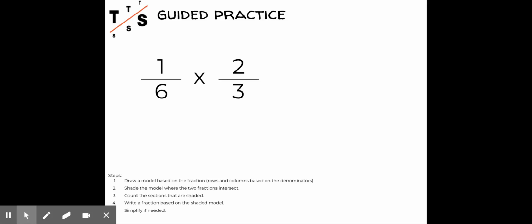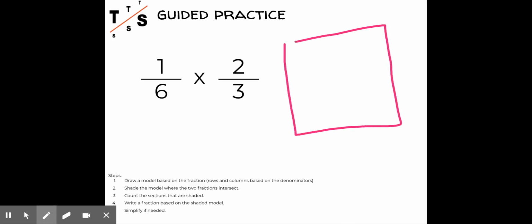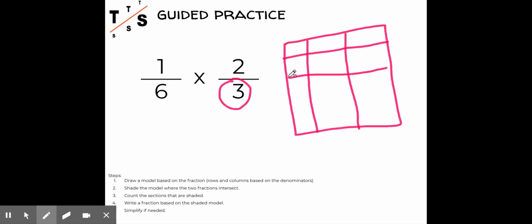Okay, so let's take a look at this one. We're going to draw a model based on the fractions. So let me draw my rectangle, and I'm going to first draw 3 columns based on this denominator, and I'll draw 6 rows. And it looks like, let's see, 1, 2, 3, 4, 5. So I'm gonna add that here on the bottom.